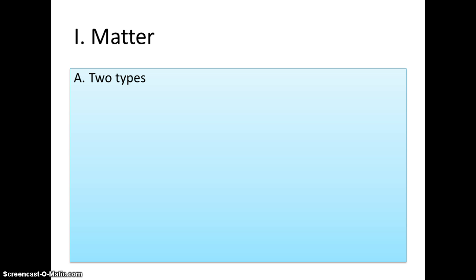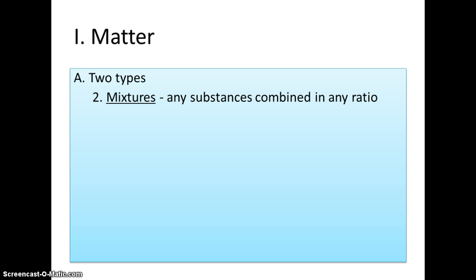The other type of matter that we talked about, besides pure substances, is mixtures. Mixtures are any substances combined in any ratio. So a compound had two elements combined in a fixed ratio. Mixtures are any kind of ratio. These can be broken down by physical means, which again we will talk about in the next set of notes.